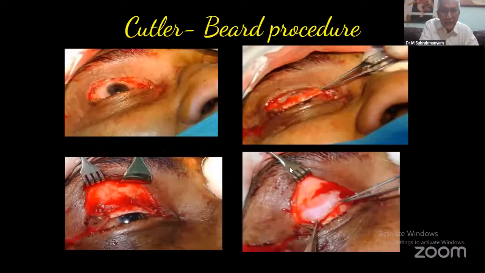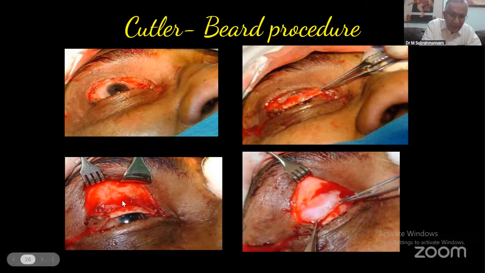But what I do is a modified Cutler-Beard technique. You can see more than 80% of the lid has been excised. The lid tumor has been excised, and this is the huge coloboma. So what I do is I do a free tarsal graft from the opposite upper lid, 4 to 5 millimeters in height, and the length is as per the coloboma, and that is anchored on either end of the tarsus. Then I mobilize the conjunctiva, which has been sutured to the upper border of the tarsus.